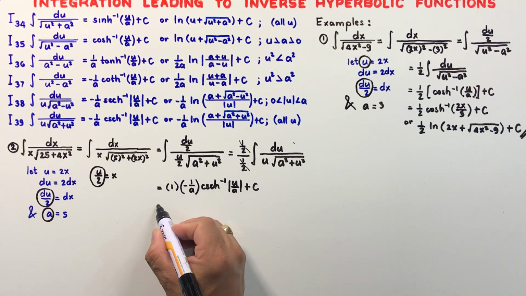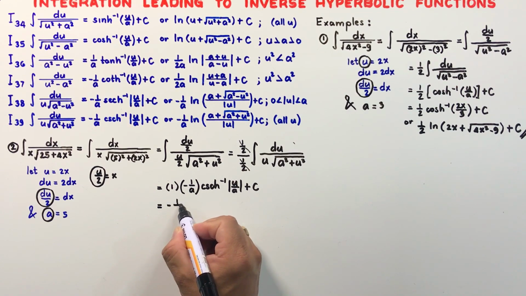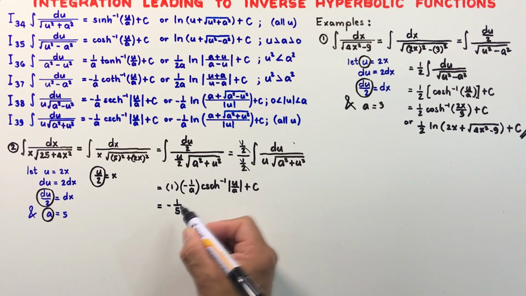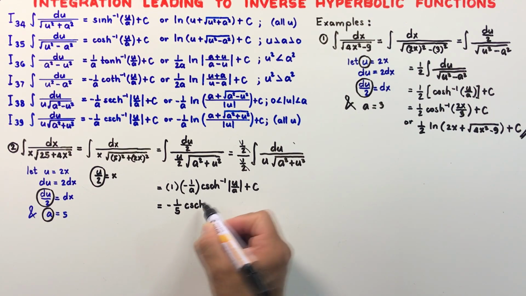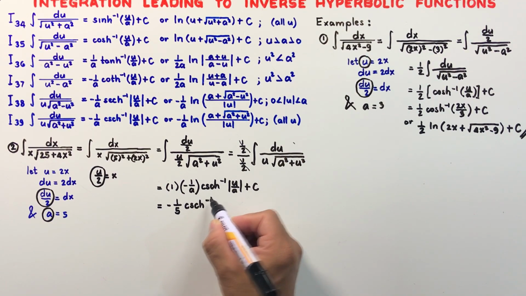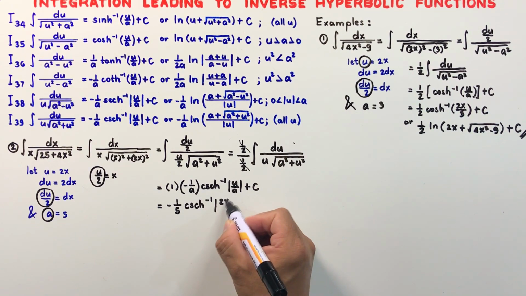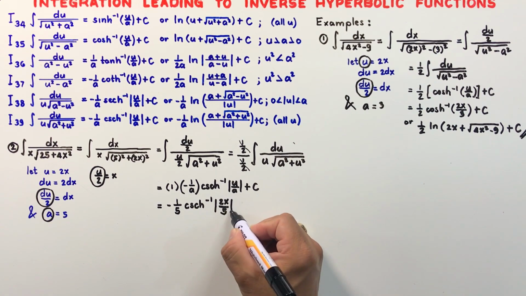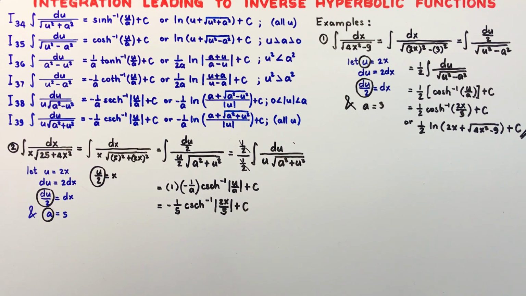So going back to our original representations, original variable a, which is 5, we have negative 1/5 times the inverse hyperbolic cosecant of u over a, wherein u is 2x and our a is 5. And this is added to the constant of integration c.